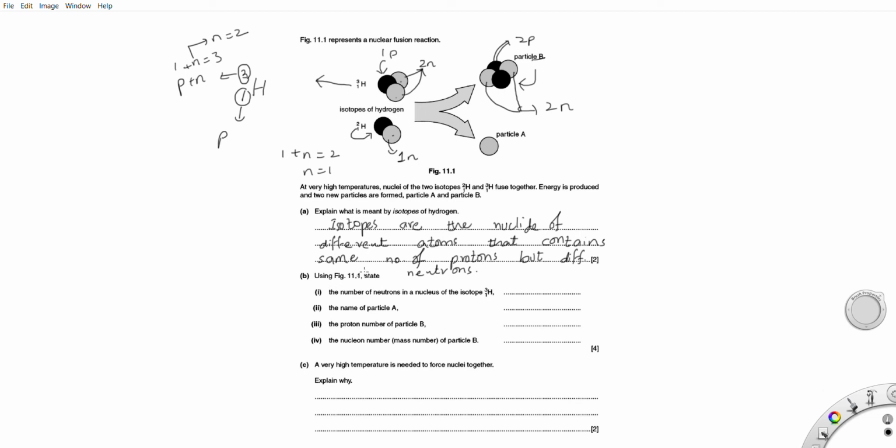Now, using figure 11.1, state the number of neutrons in a nucleus of the isotope 1H3. So, if I am having 1H3, I need to answer the number of neutrons. So I can underline this. This represents the number of protons, that is one proton, and this represents the number of nucleons. This is 1 plus n equals 3. That means n would be 2. So I can write this as 2.